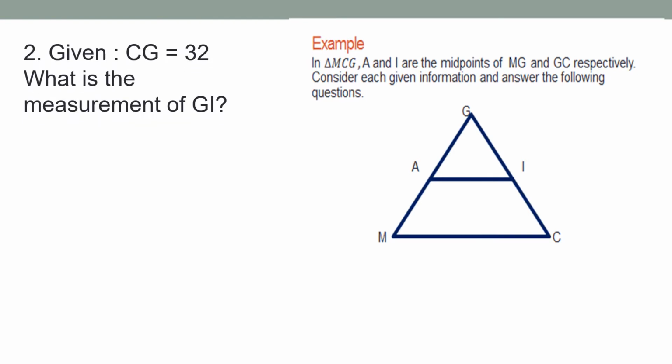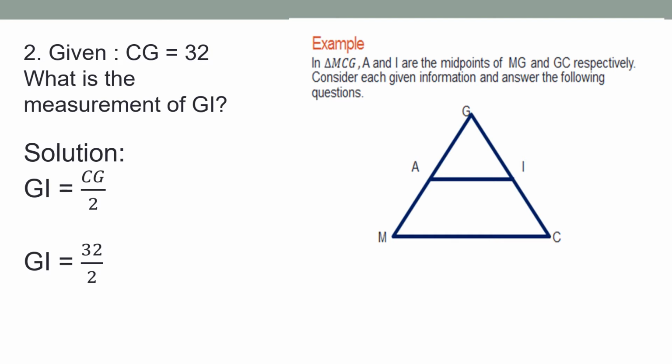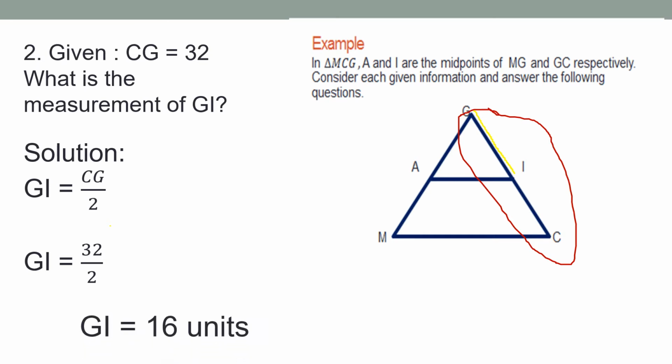Another example, number 2. Given CG is equal to 32. So, what is the measurement of GI? GI is equal to CG divided by 2. So, 32 divided by 2, GI is equal to 16 units.